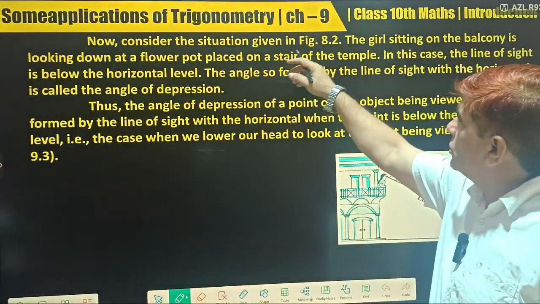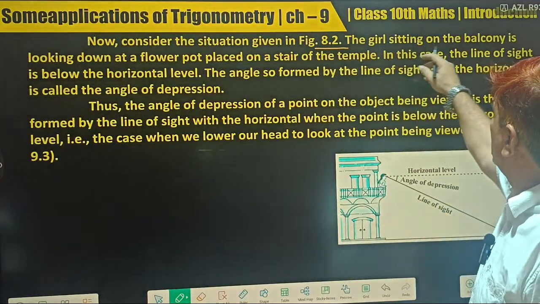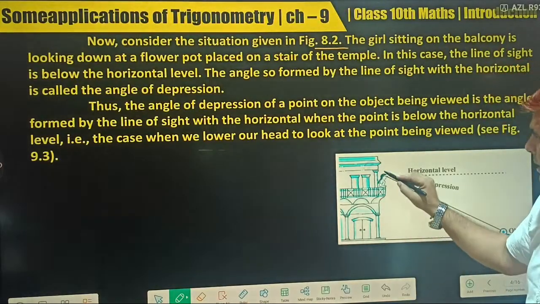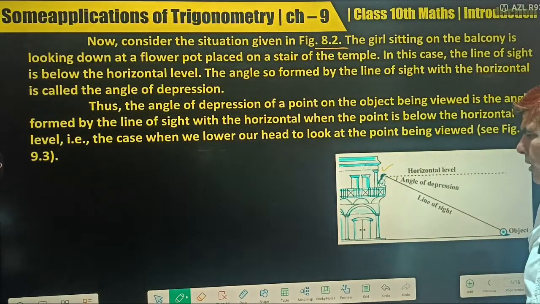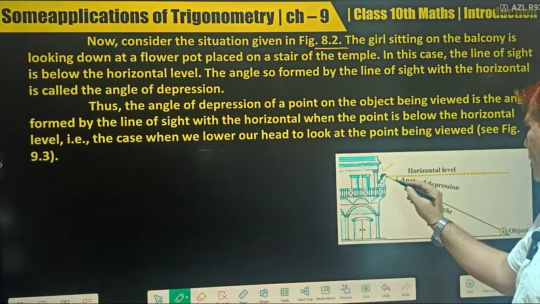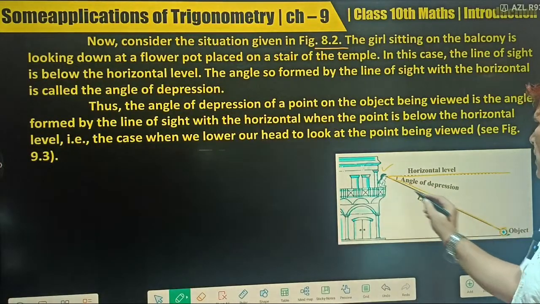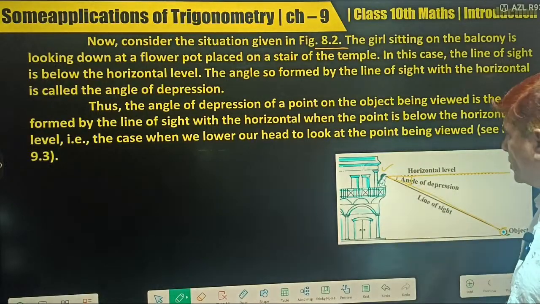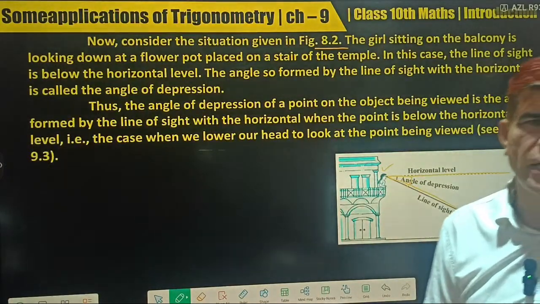So now consider the situation given in figure 8.2. The girl sitting on the balcony is looking down at a flower pot placed on the ground, at the stair of the temple. In this case, the line of sight is below the horizontal level. So this becomes the horizontal level, and this girl is looking here. This is the line of sight, this angle is formed, and this angle is known as the angle of depression.